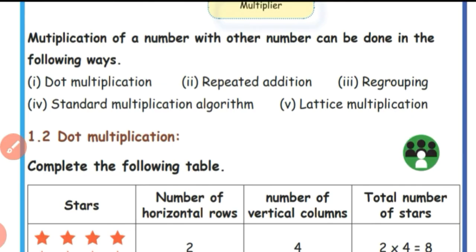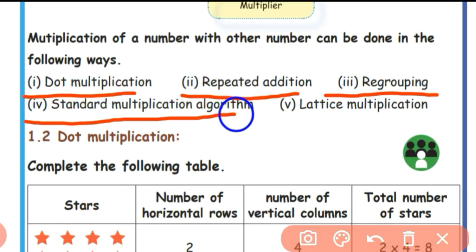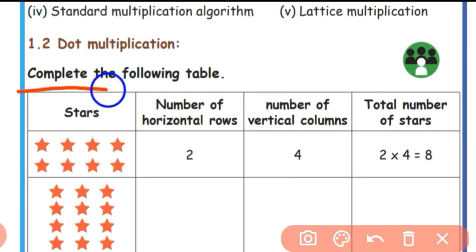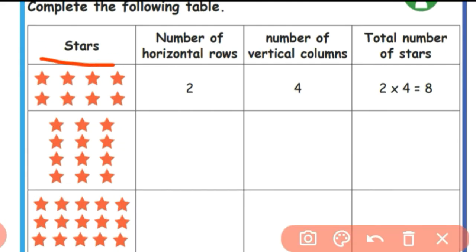Multiplication of a number with another number can be done in the following ways. In this lesson, it is given that multiplication can be done in 5 different ways: dot multiplication, repeated addition, regrouping, standard multiplication algorithm and lattice multiplication. First one, dot multiplication. See, complete the following table: stars, number of horizontal rows, number of vertical columns and total number of stars.